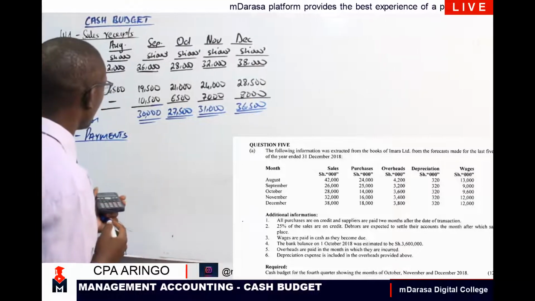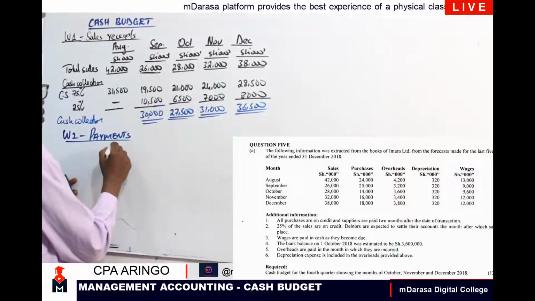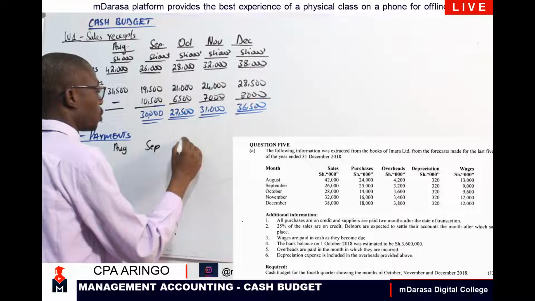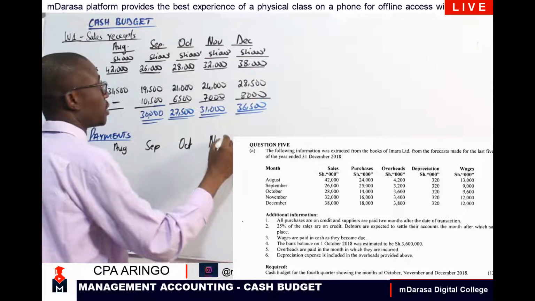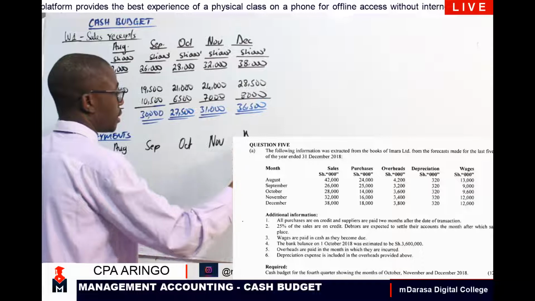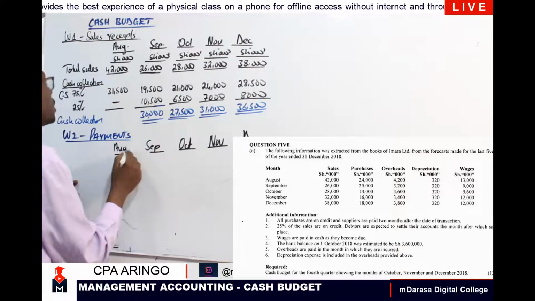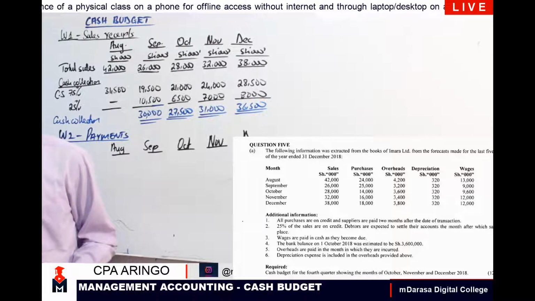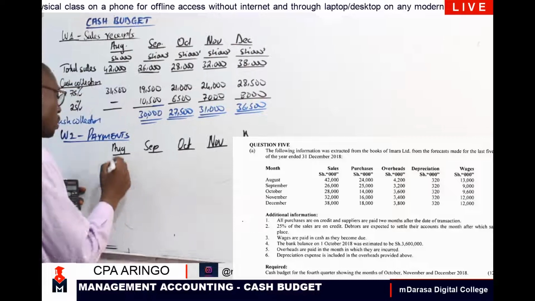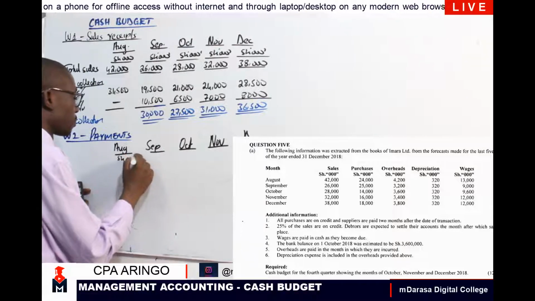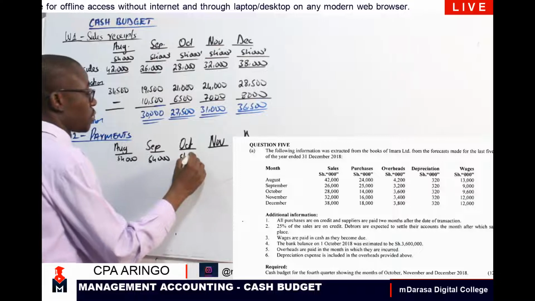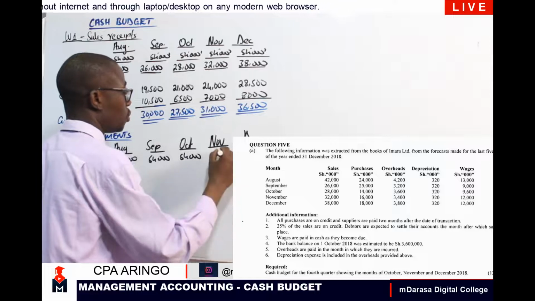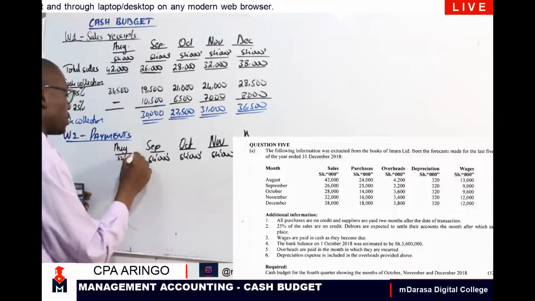The same case, we have to consider our period: August, September, October, November, as well as December. Our figures are still in thousands. For purchases we're also given figures in thousands. So basically this is what we do have.